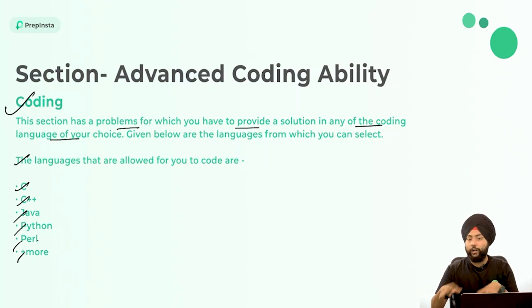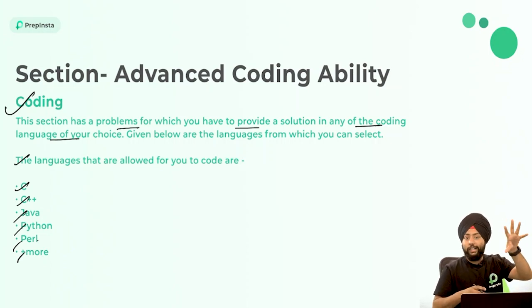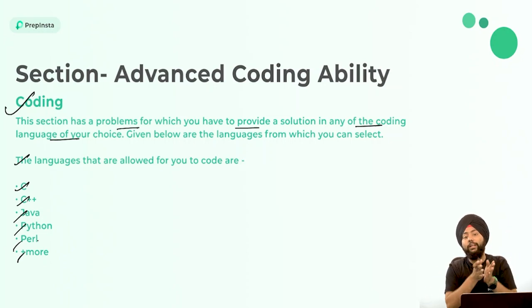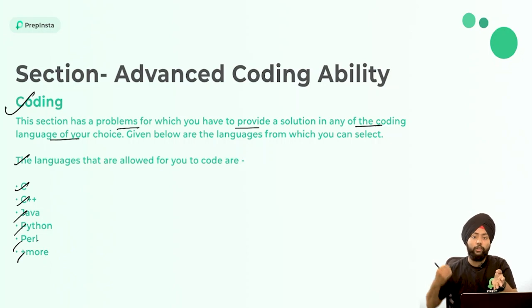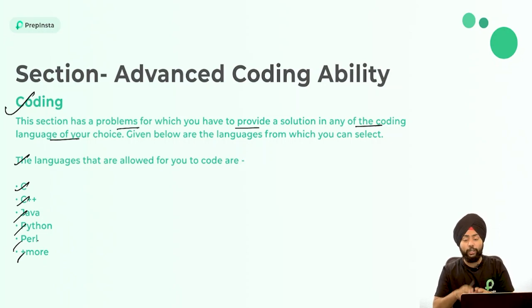No matter what language you choose to write the code, it's very important that the code gives you the correct output. As I already told you, the problem in this section will be a real-time problem. They will give you a scenario, and they will tell you that if you put in these inputs, you should get these outputs after the code. They will give you all that data in the problem, and when you go through a particular problem, you should think of it in real time.